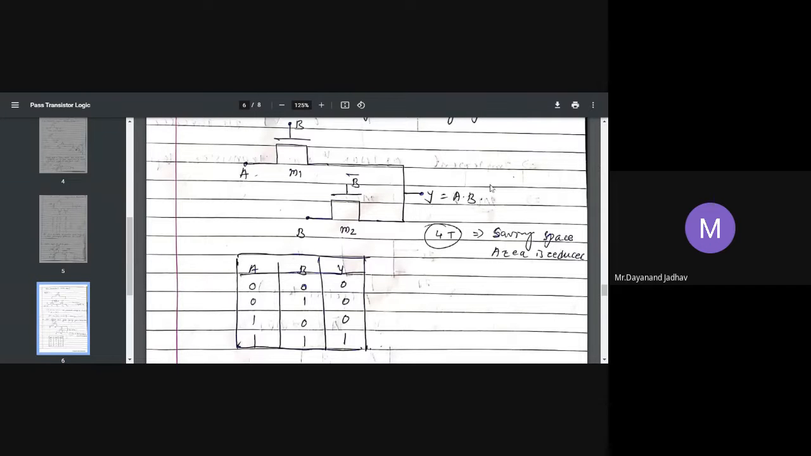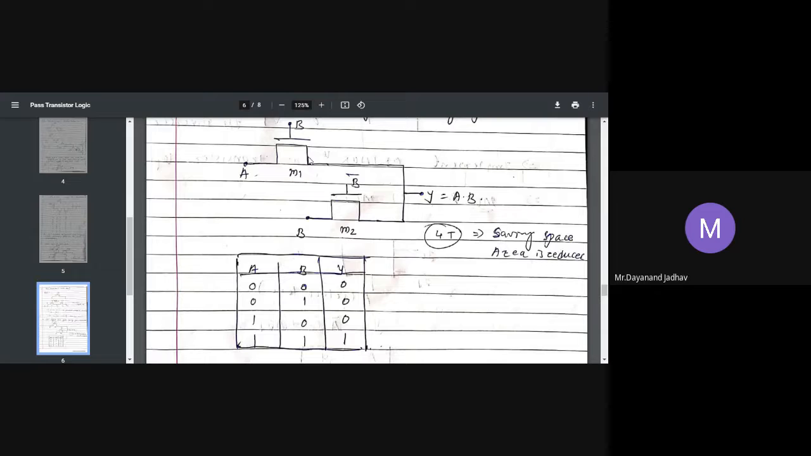It just acts as an AND gate. This is the AND gate design. Here these two transistors are needed to implement B bar. One PMOS and one NMOS are required, so again two transistors are required. When we use the pass transistor here to implement B bar, again two transistors are required.